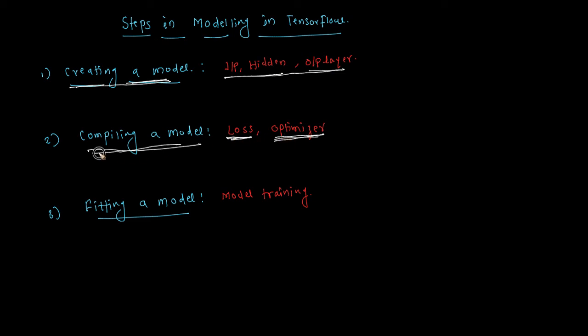So that is called compiling a model, right? So creating a model means deciding the structure, the input layer, hidden layers, the output layer, and the number of neurons in each of those layers. The second step is compiling a model, right?